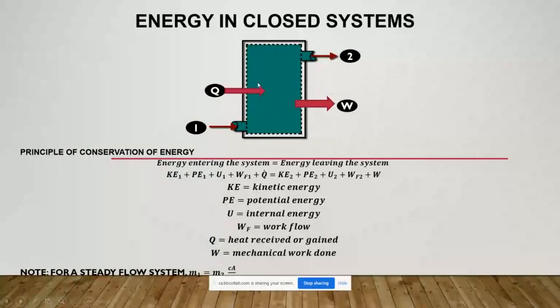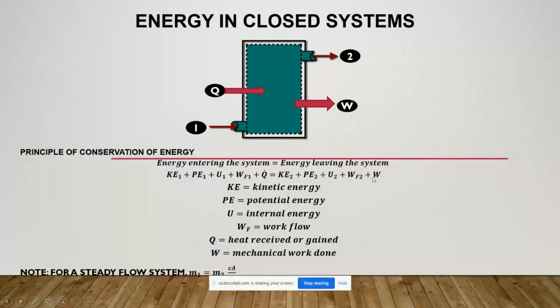Now this particular system is an open system. We say that energy entering the system is equal to energy leaving the system. So what are those energies? It is the kinetic energy at 1 plus potential energy at 1 plus internal energy at 1 plus flow work at 1 and heat added at point 1, which is equal to energy leaving the system: kinetic energy at point 2, potential energy at point 2, internal energy at point 2, flow work, as well as the work output.